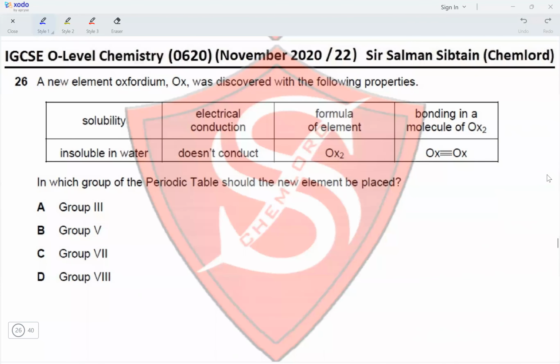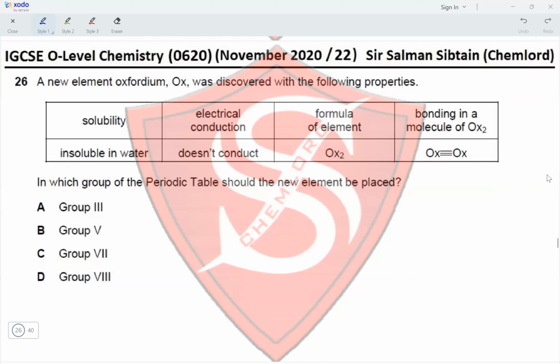Question 26. A new element, Oxfordium (OX), was discovered with the following properties. It is insoluble in water. It doesn't conduct electricity. The formula of the element is OX2, so it is diatomic, and bonding in the molecule of OX2 is a triple bond between two Oxfordium atoms. In which group of the periodic table should the new element be placed?